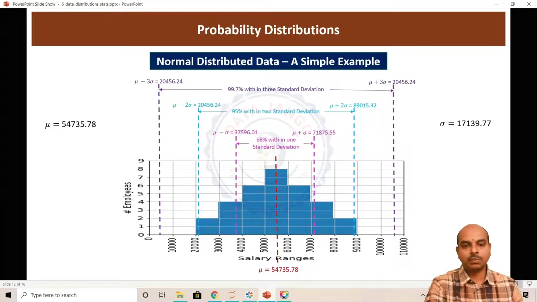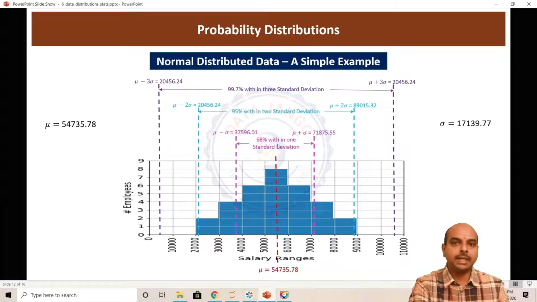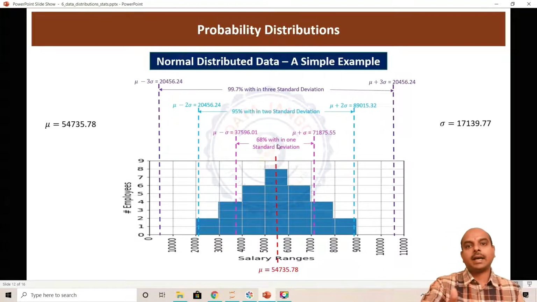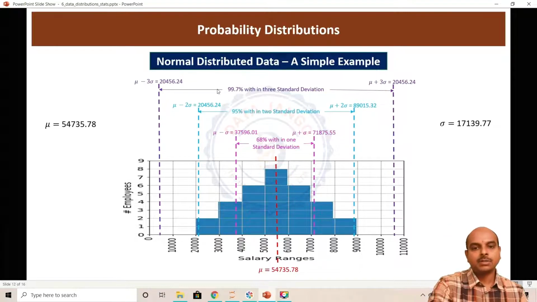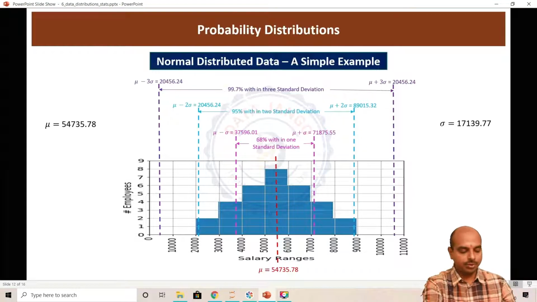So here within one standard deviation we are saying 68%, because when the probability distribution is forming a normal distribution, like a bell curve, we can say that 68% of the data is going to be within one standard deviation. 95% of the data is going to be within two standard deviations, and 99.7% of the data is going to be within three standard deviations. Let us jump back and try to understand this with code.